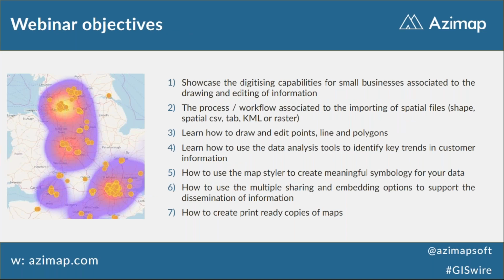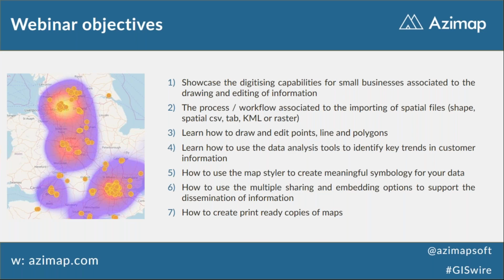So the main objective of this afternoon's webinar is to showcase how GIS can be used to help businesses make informed decisions based on customer information. To help with this, we will demonstrate the following geographic information tasks using Azimap software, which is our product here. We will demonstrate the digitising capabilities suitable for businesses. We will showcase how to import spatial files.